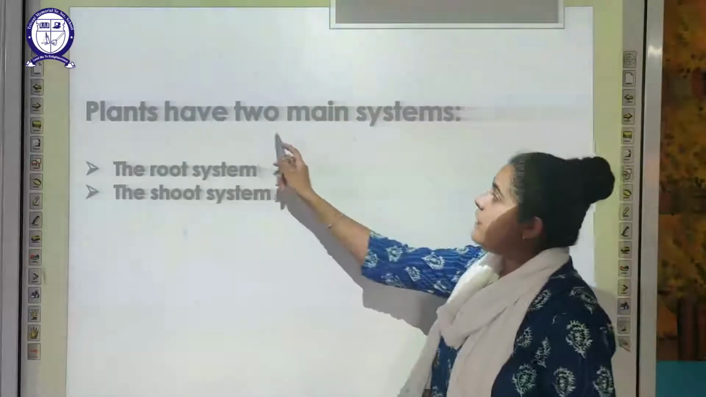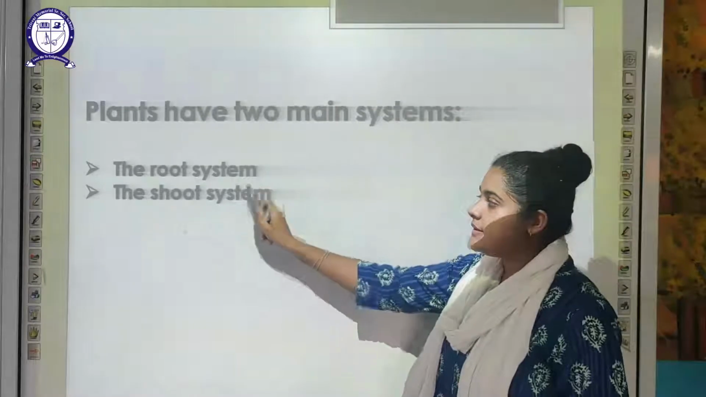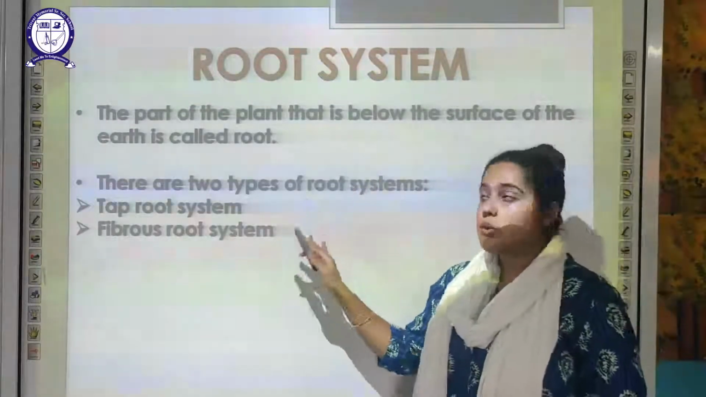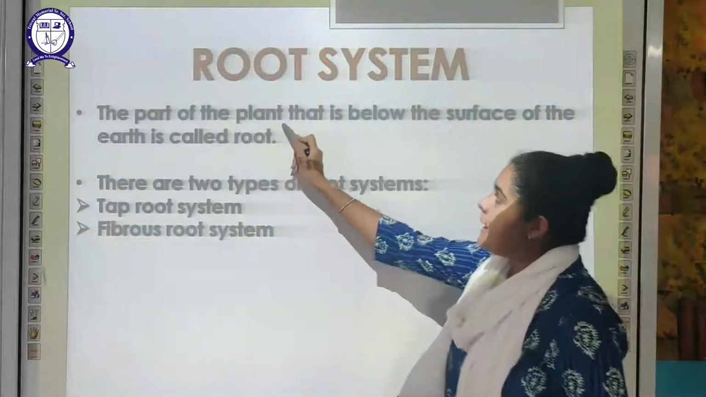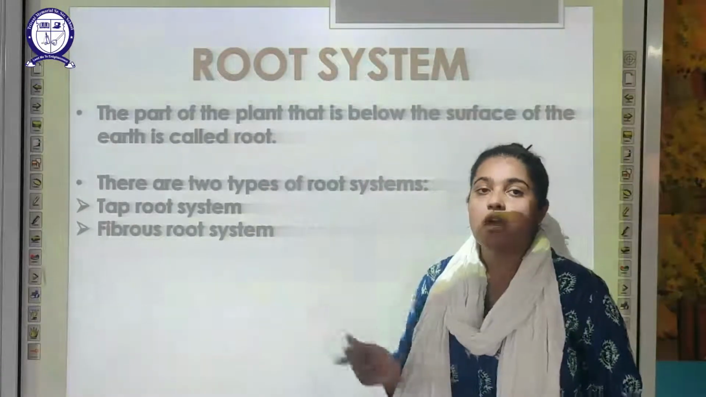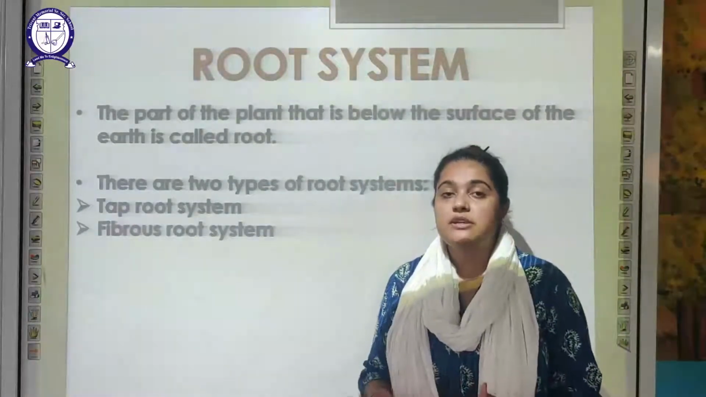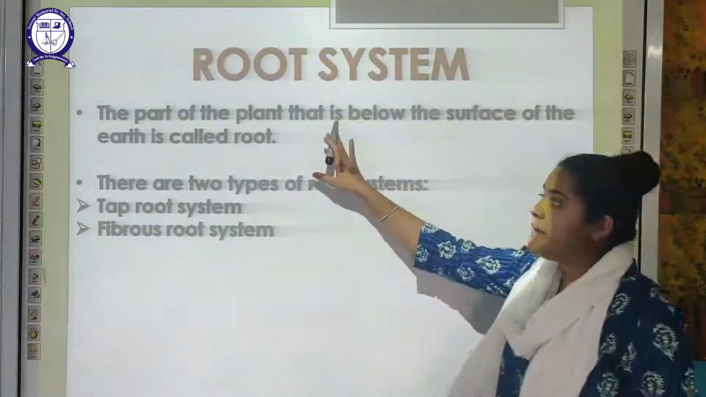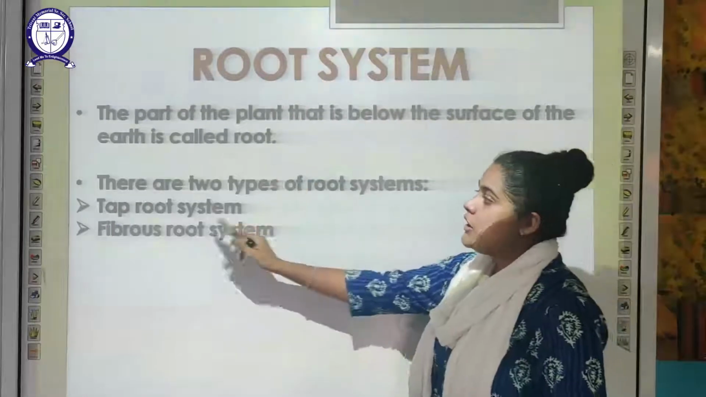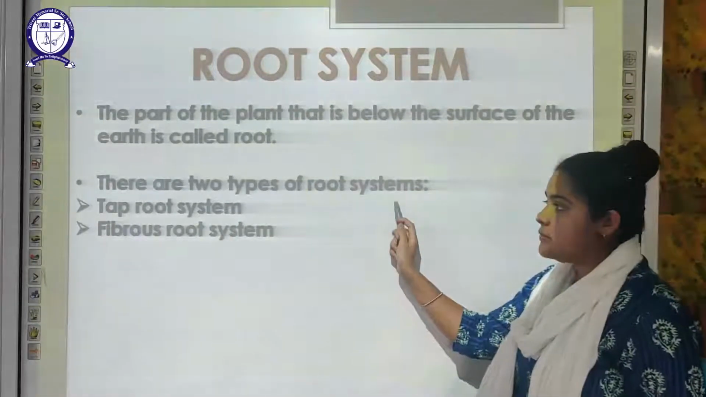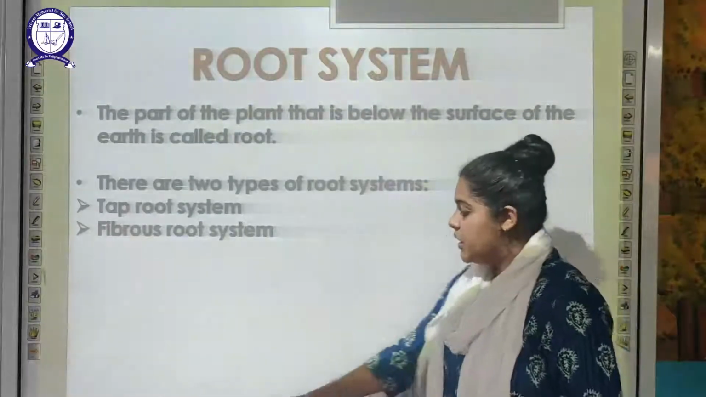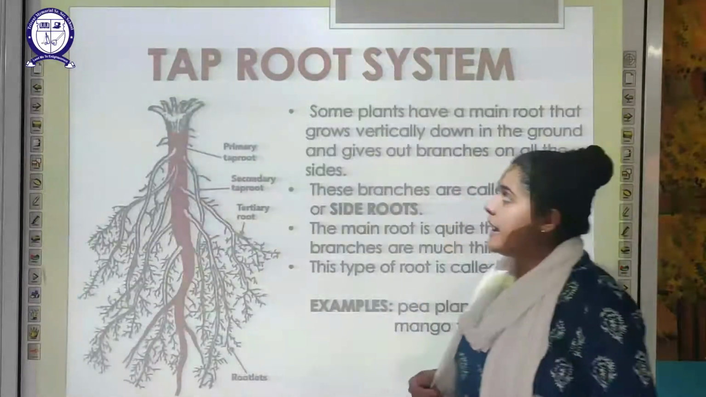The plant has two main systems, the root system and the shoot system. So first let us discuss the root system. Here, the part of the plant that is below the surface of the earth is called the root system. As I told you in the diagram, the part below the surface of the earth consists of the root system, and it basically has the roots. There are two types of root systems, students. The first one is the taproot system and another one is the fibrous root system. So let us begin with the taproot system.